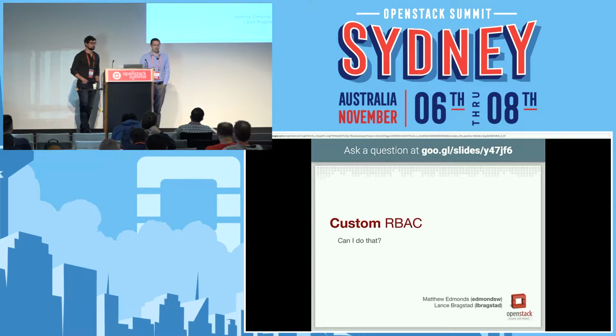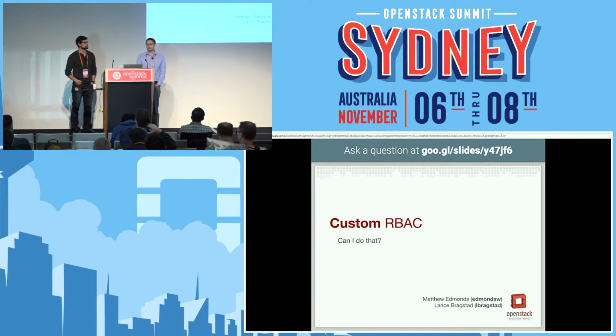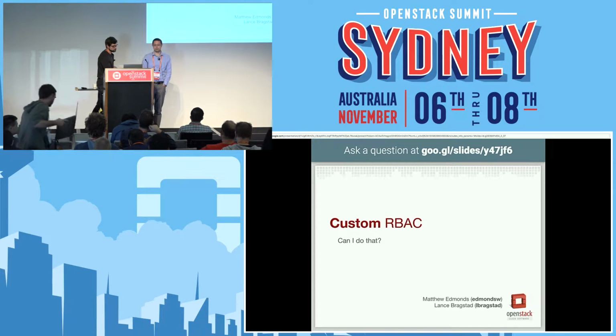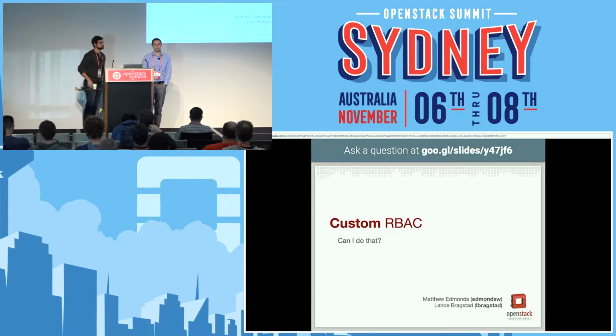We're going to be talking about custom RBAC, as it says there. My name is Matthew Edmonds. I work at IBM on a product called PowerVC that uses several OpenStack services, and so we have created several custom roles and tweaked some of the existing roles, so I have some experience with this.